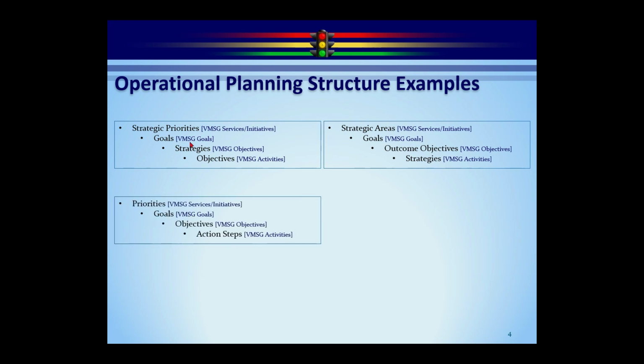Priorities, goals, objectives, and action steps. Priorities is, again, another pretty good description of the service or initiatives. And action steps is the most common term we see for activities. It's what they are. It's the steps we're going to go through to get to the objective.